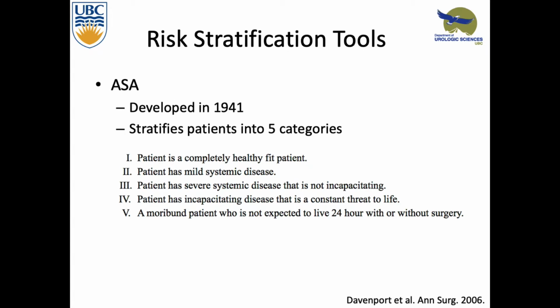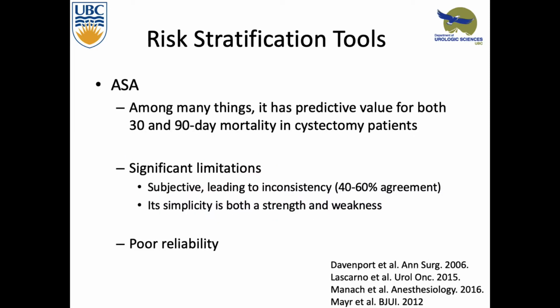ASA, I think everyone here should be familiar with this. Developed in 1941, it stratifies patients in 5 categories. Now, it can be predictive of both 30 and 90-day mortality in cystectomies, but there's significant limitations. It's subjective. In the literature, there's between 40 and 60% agreement between anesthetists. It's simple, which is also a strength and a weakness. Everyone understands it. It's easy to calculate, but it has poor reliability.